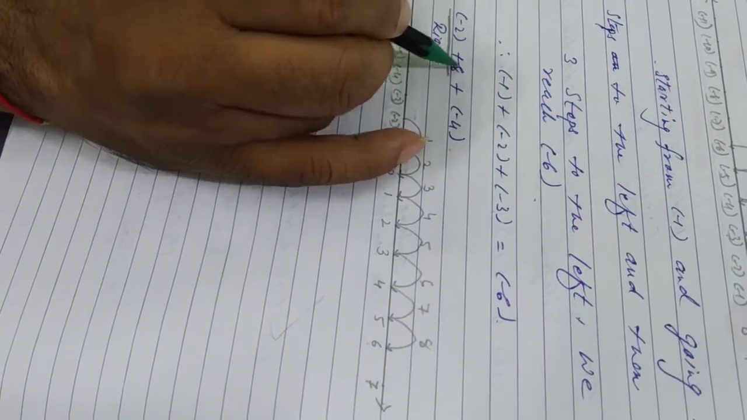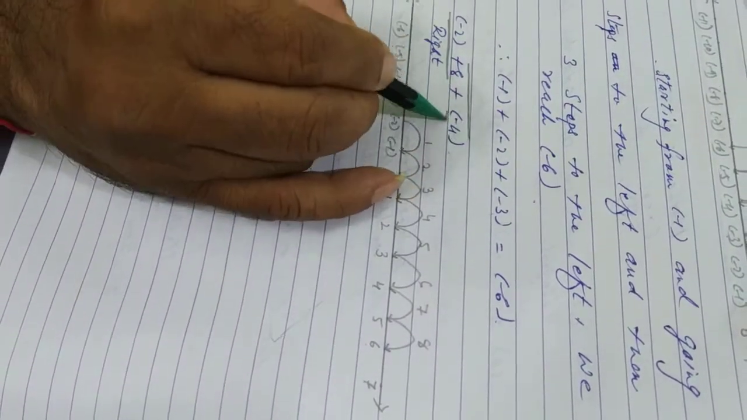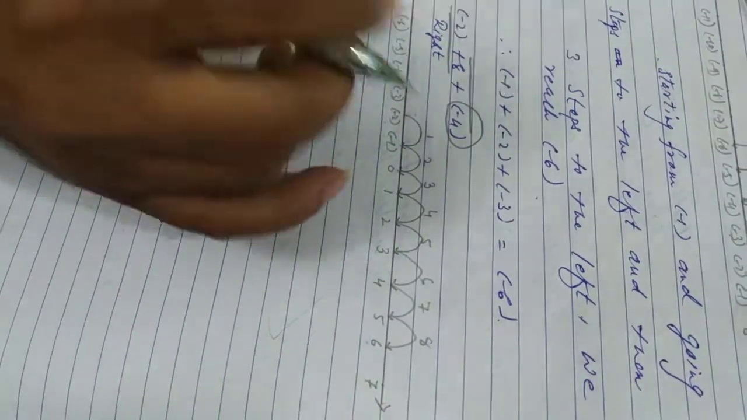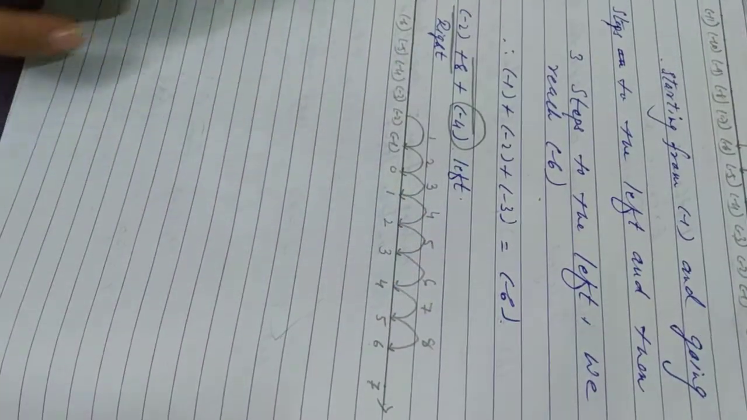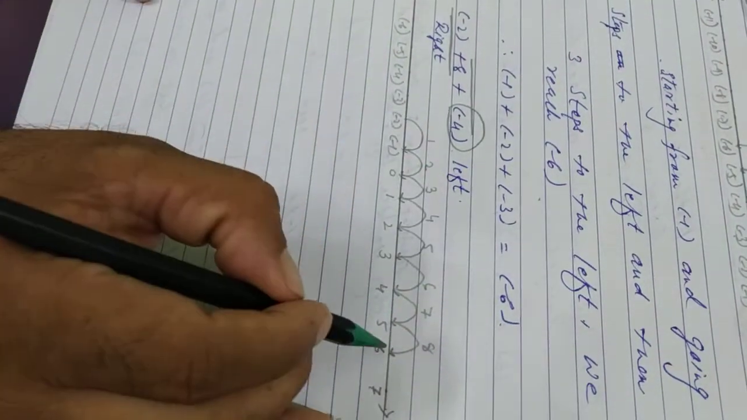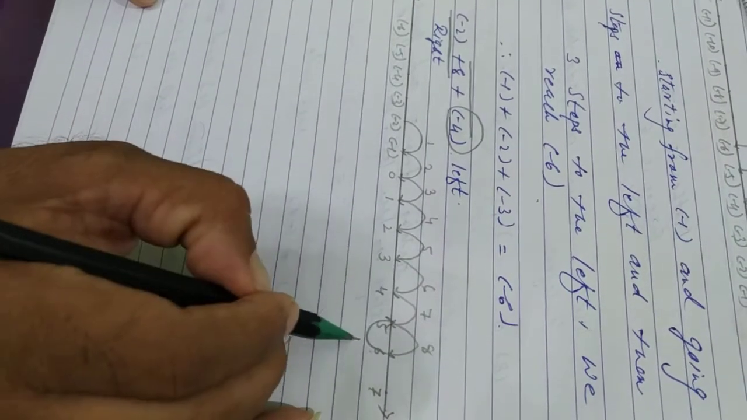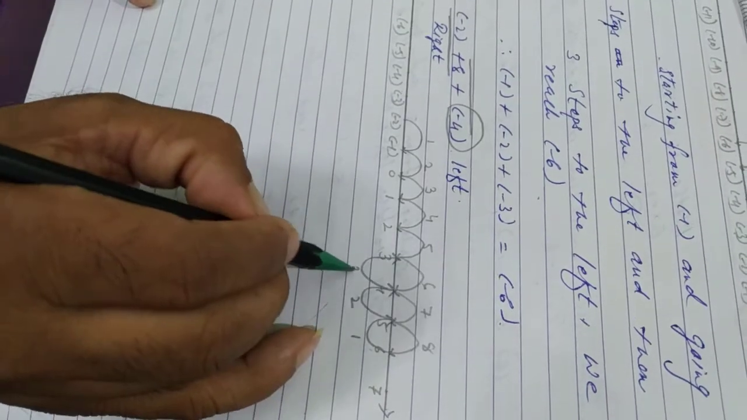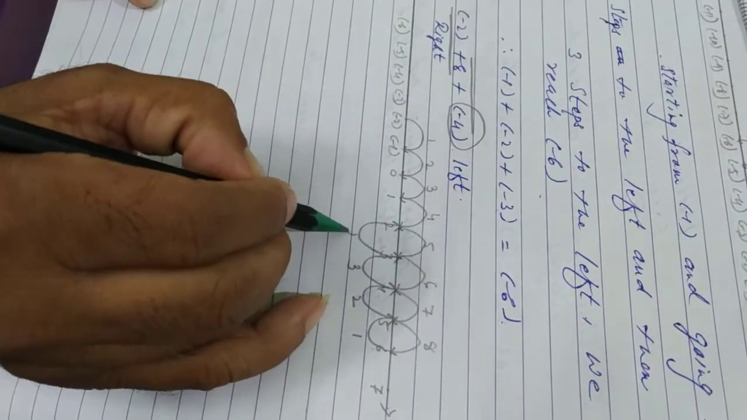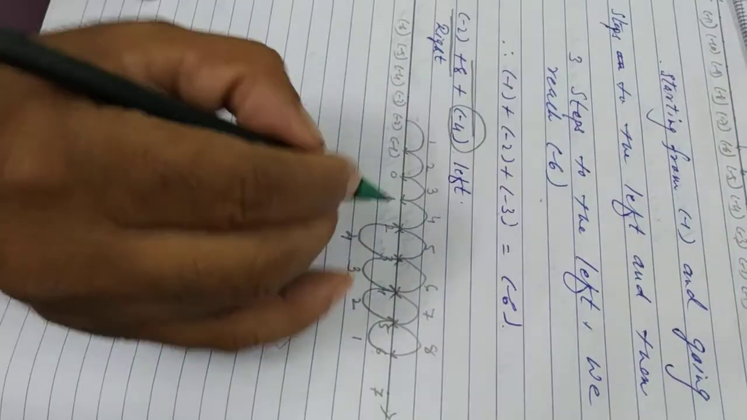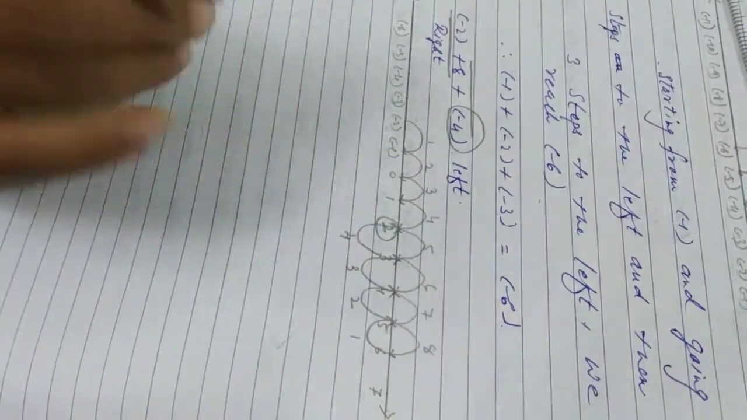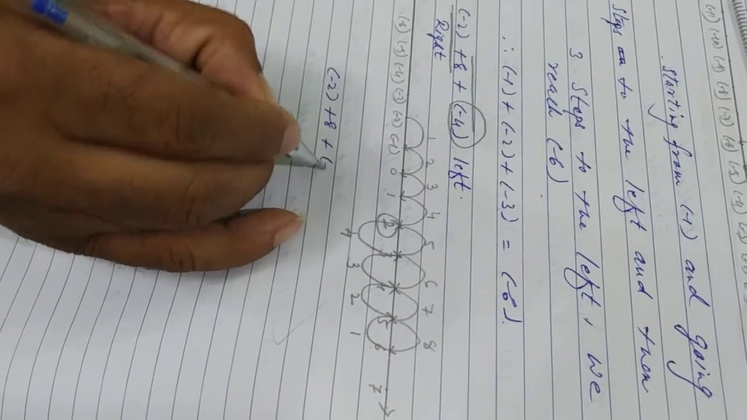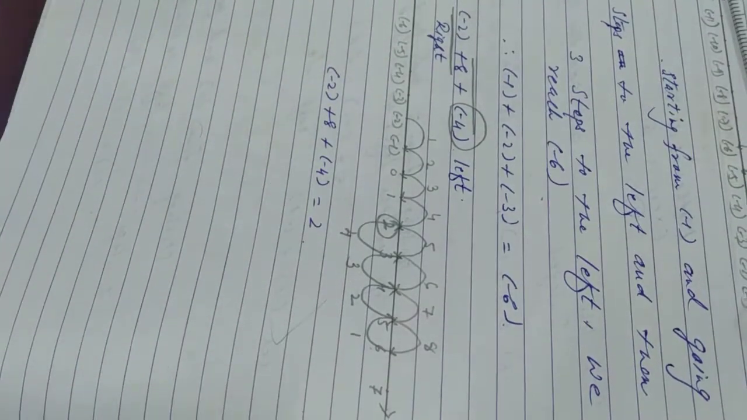Now then after, look at here, minus 4. So on which side do we have to move? Left side. How many units? 4 units. 1, 2, 3 and 4 units. So what did we get over here? 2. So we can say minus 2 plus 8 plus minus 4 is equal to 2.